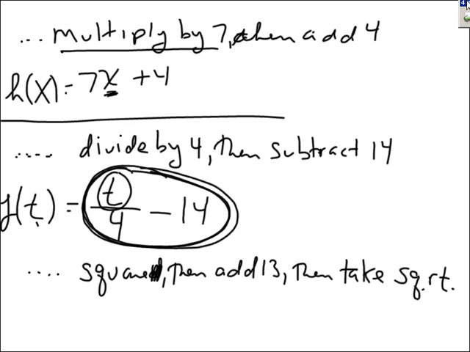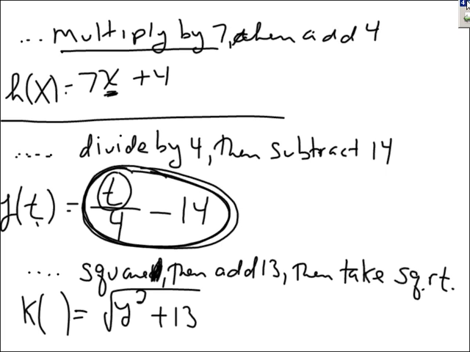So to whatever's in the brackets we square. Let's call what's in the brackets y. To whatever's in the brackets, we square it. Then we add 13. Then we take the square root. There it is. I took what was in the brackets, I called it y. I squared it. Then I added 13. And then I took the square root. And we'll call it the K function.